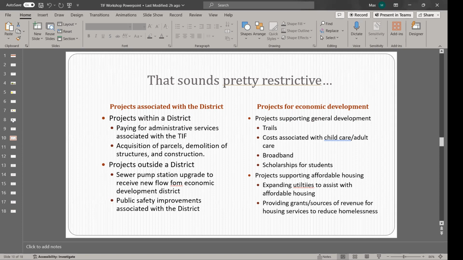Just some examples for projects that are associated with a TIF district. There is the ability to pay for administrative services associated with the TIF district. So if you have a town staff member or a third-party consultant that is working on your TIF district, implementing your TIF district, even when your tax assessor's agent has to deal with any value associated with that TIF district, all of that are items that you can pay using these tax revenues. It can also be used for the acquisition of parcels, demolition of structures, and the construction of any buildings. Just one town over in Waldoboro, they use their TIF district to purchase a downtown parking lot.